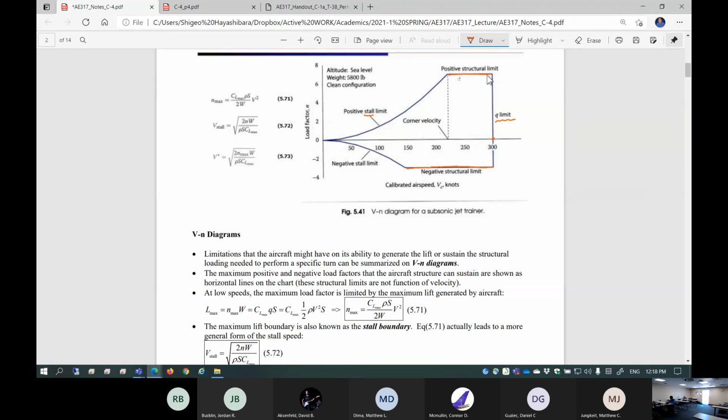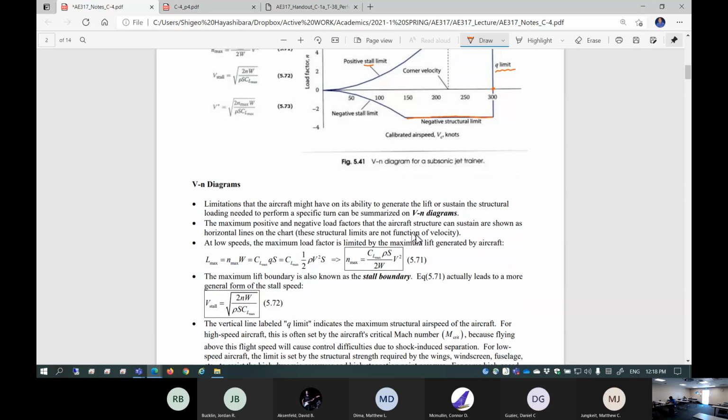High speed is limited by the maximum G your structures can take. And this is the equation for the maximum load factor. It depends mainly on how much maximum lift coefficient you can produce and how heavy your airplane is. And this is a much more generalized stall speed. Stall speed now includes the load factor here.